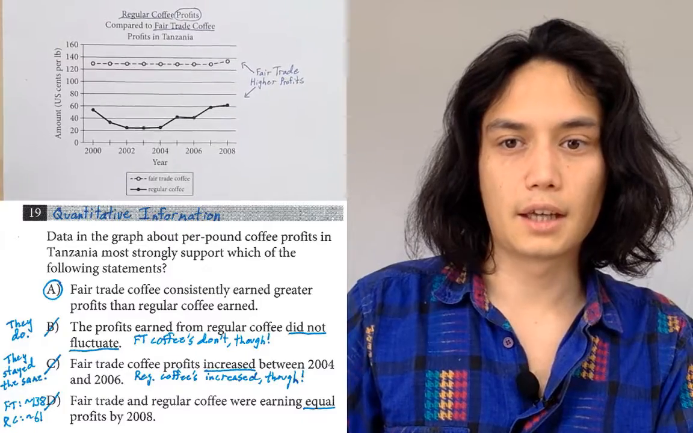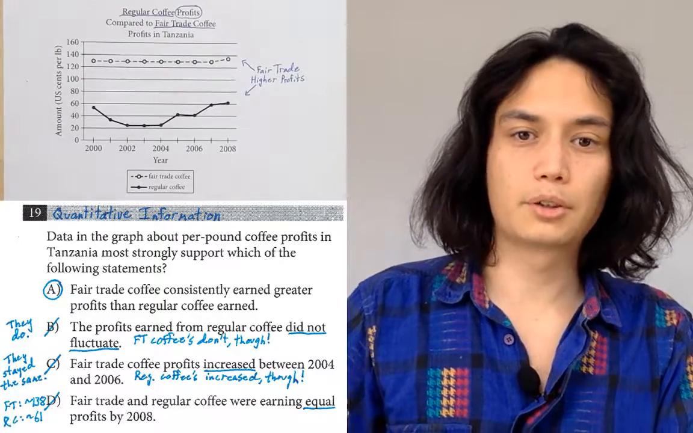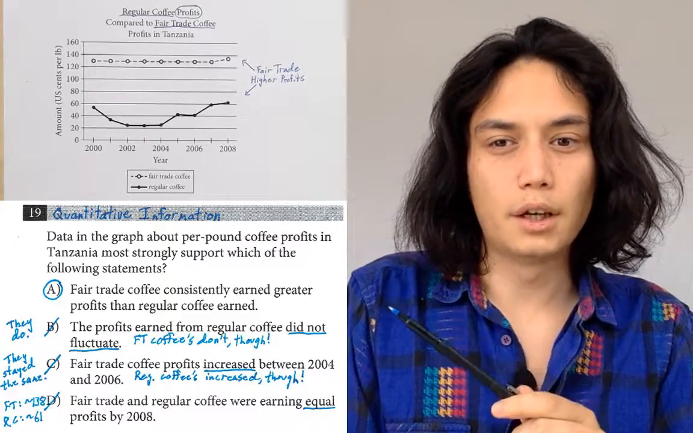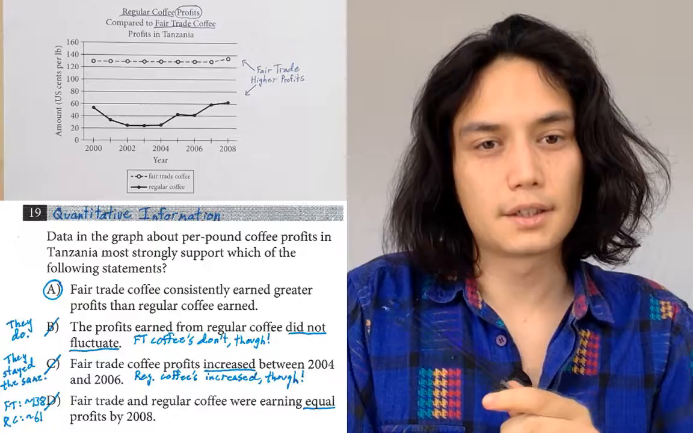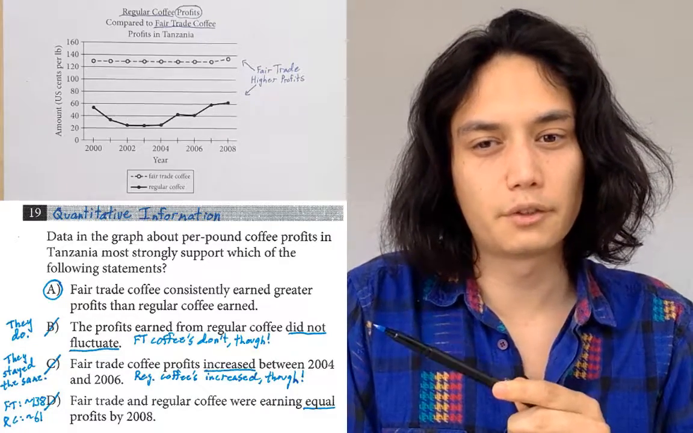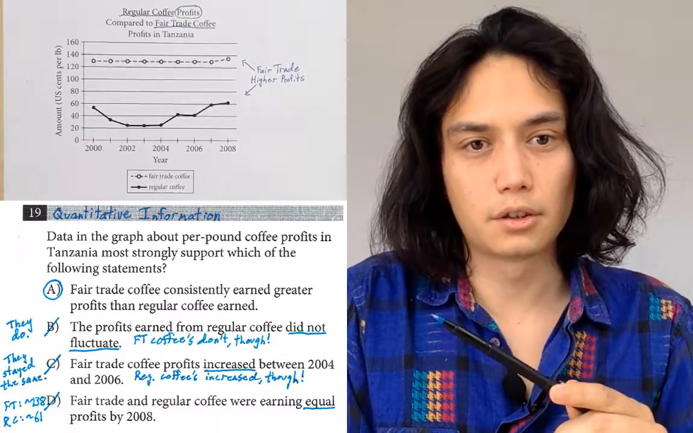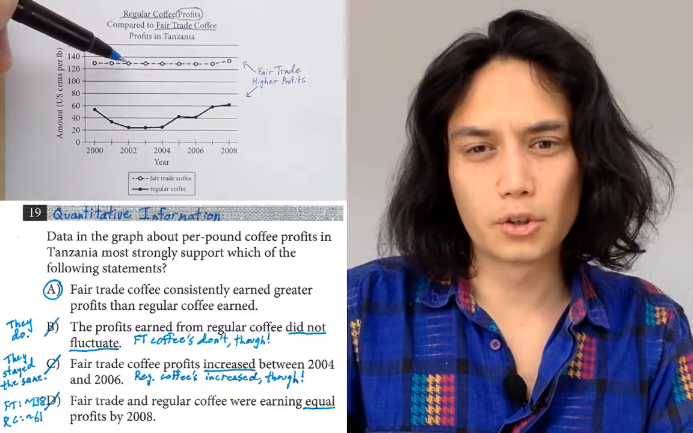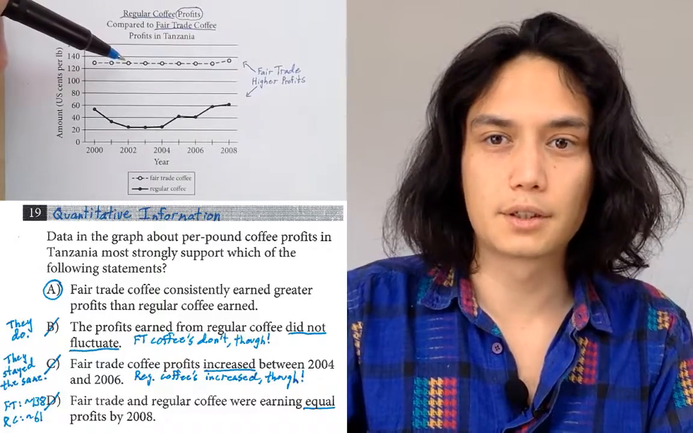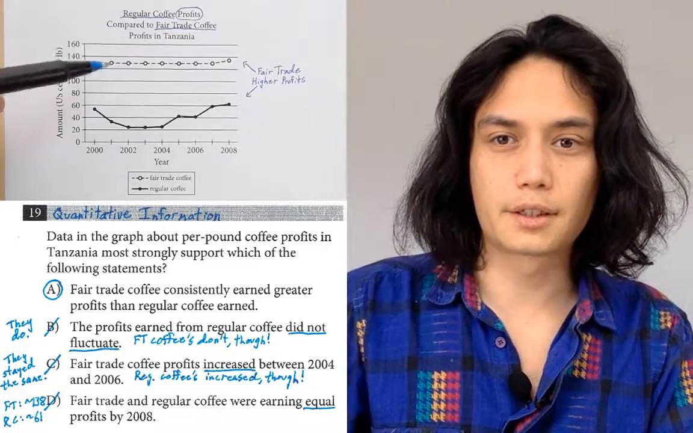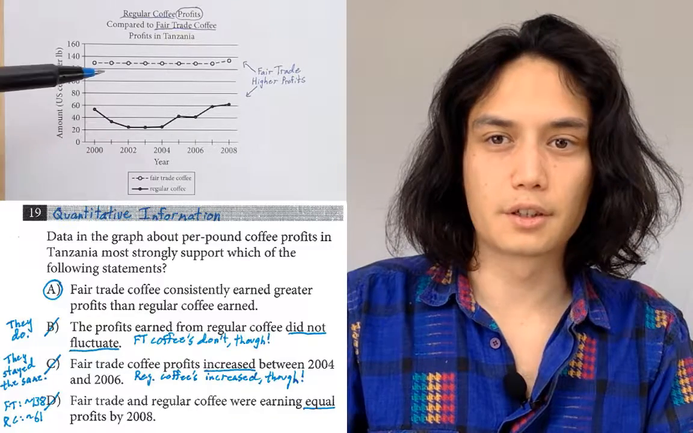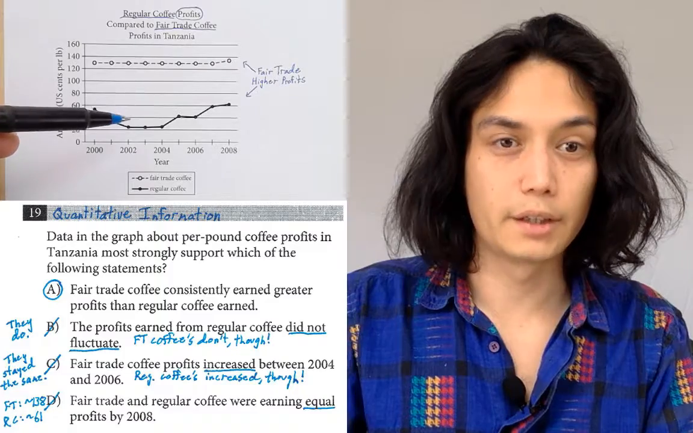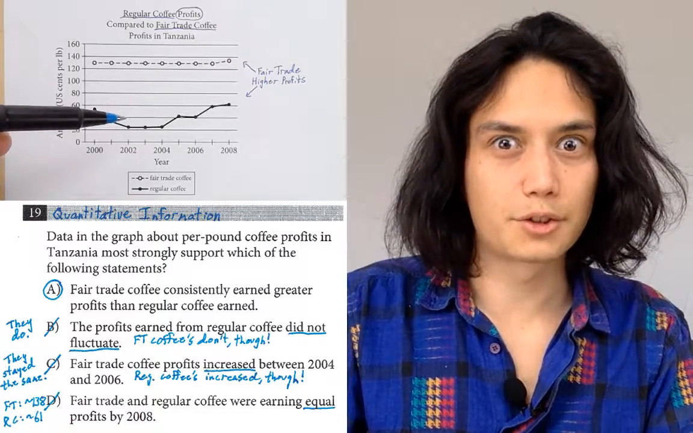All right, so let's look at the rightness and wrongness of each of these answer choices. Answer choice A. Data in the graph about per pound coffee profits in Tanzania most strongly support which of the following statements? This one, fair trade coffee consistently earned greater profits than regular coffee earned. Okay, fair trade coffee, that's this one, earned consistently, and this is like with no exceptions, earned greater profits than regular coffee. So this line needs to be always higher than this line. All right, that's true. Let's move on to answer choice B.